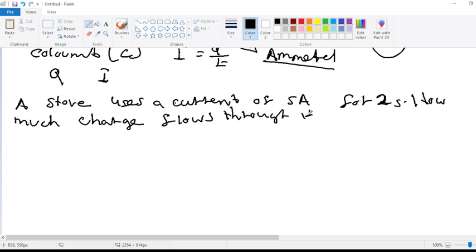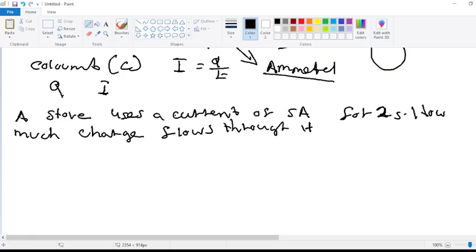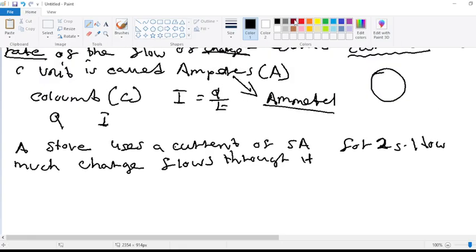So how much charge flows through the same stove? A stove uses a current of 5 amps for 2 seconds. How much charge flows through it? So we go back to our formula. This is our formula here.